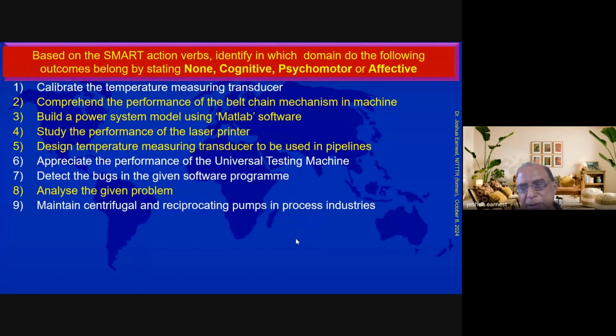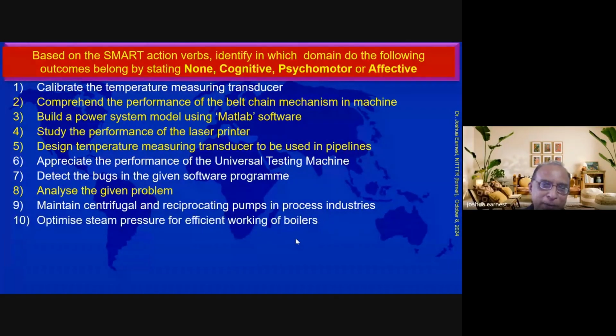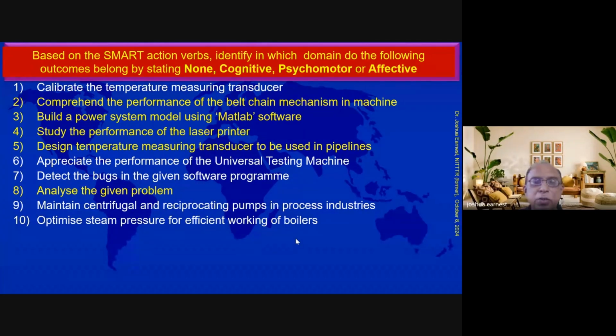Maintain the centrifugal and reciprocating pumps in the process industries. Psychomotor. Maintain, psychomotor. It cannot be on pen and paper. Optimize the steam pressure for efficient working of boilers. It's cognitive and also psychomotor. It depends where you are giving it. If you're giving a pen and paper exercise or problem, then it is cognitive. Otherwise, it is psychomotor.